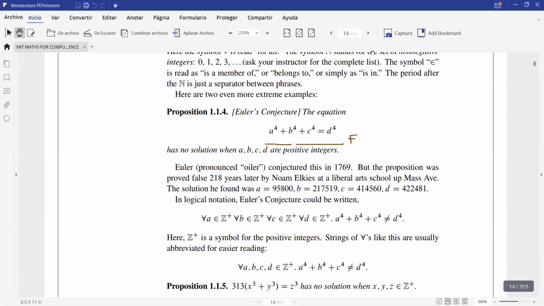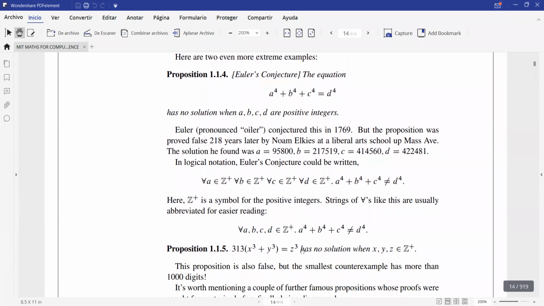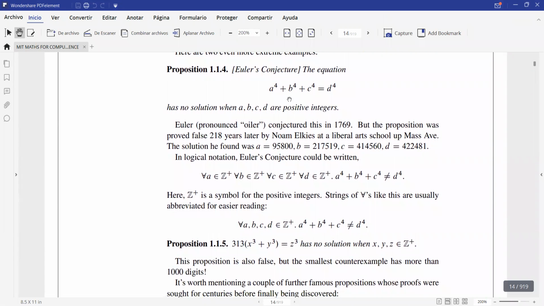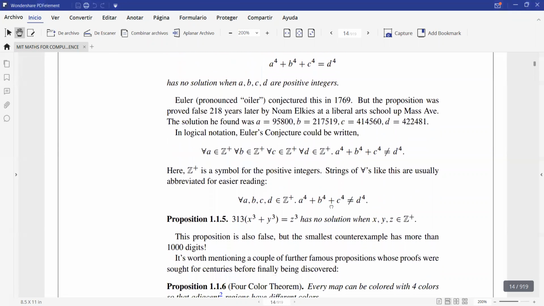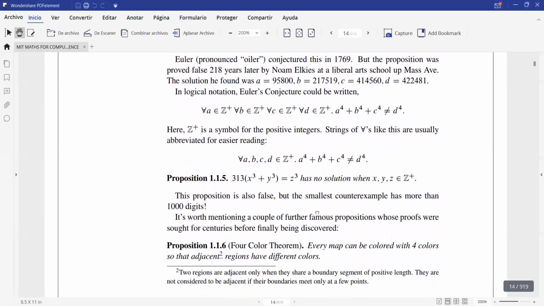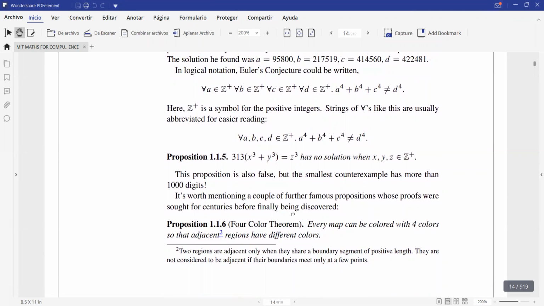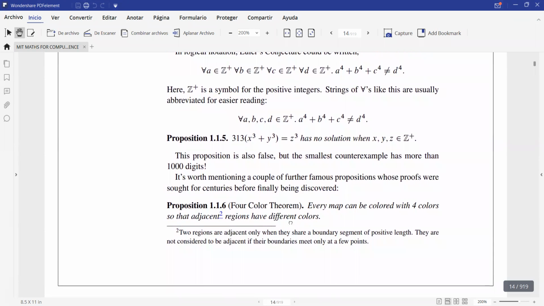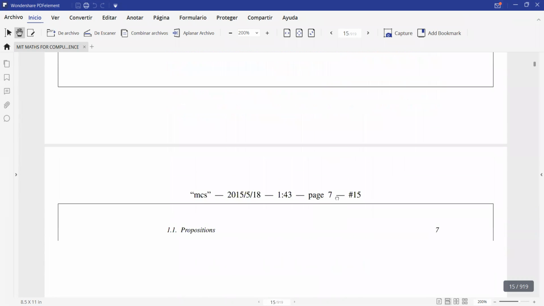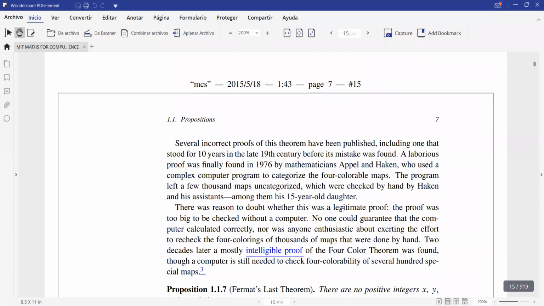Here we go through some other proofs. This is an expression from Euler. Everyone in the 18th century thought it was right, but it turned out to be false, proved so 200 years after the proposition by Euler. Here are two more complex propositions.